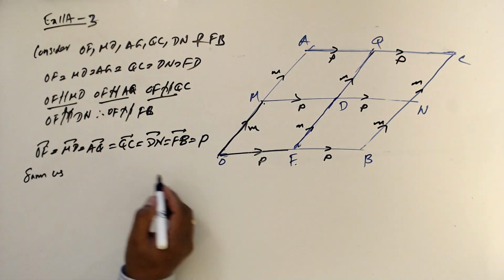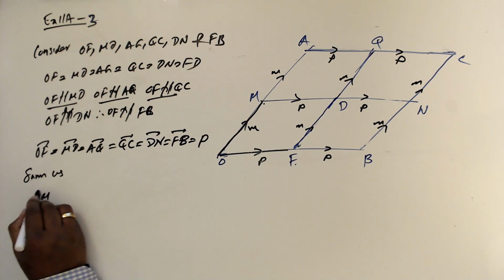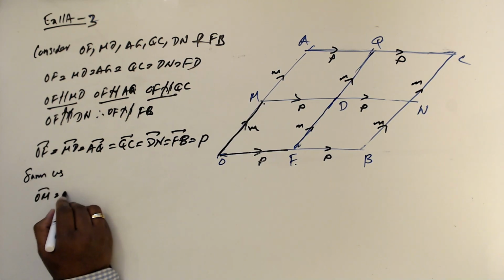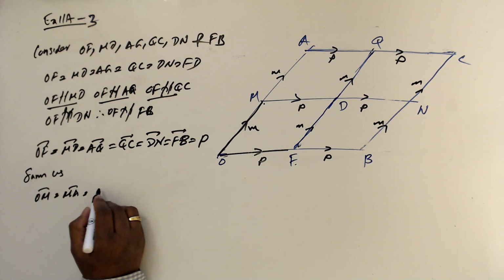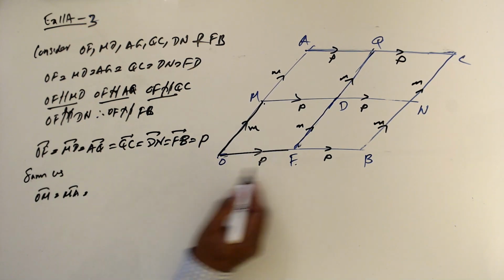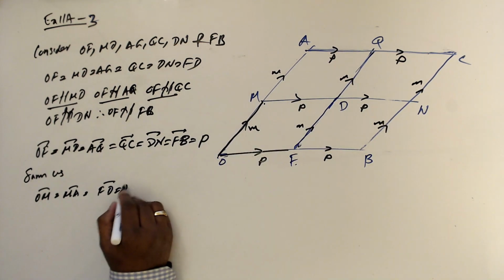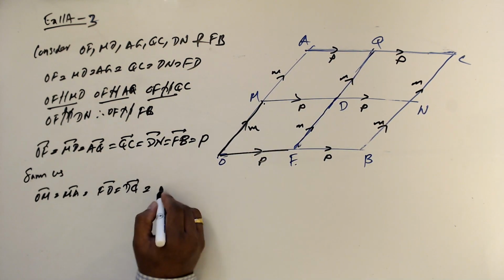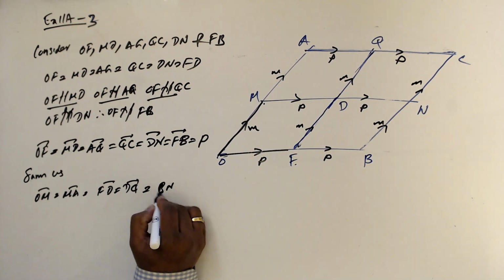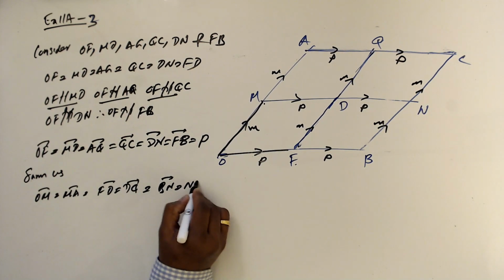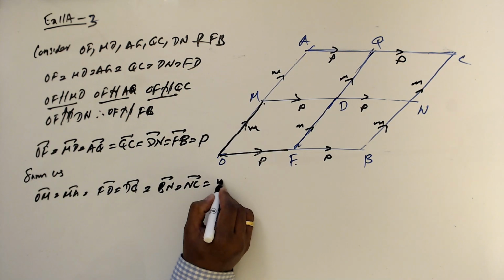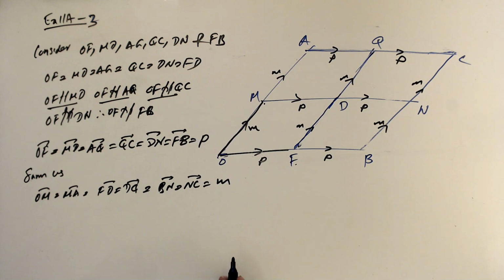Same as OM, MA, FD, DQ, BN, and NC are M. Now we'll approach the question.